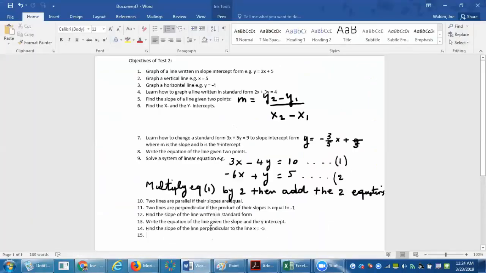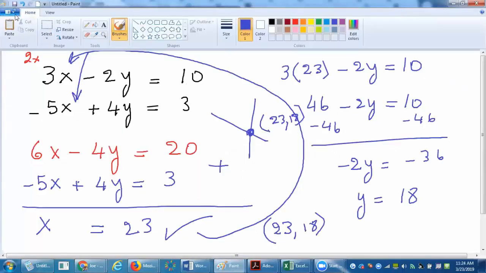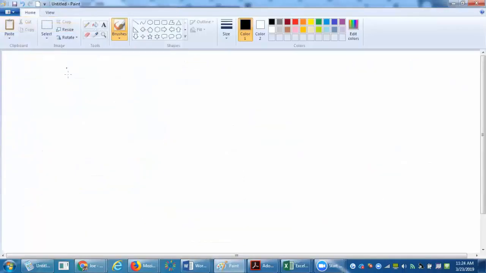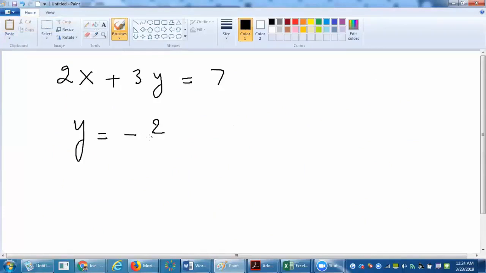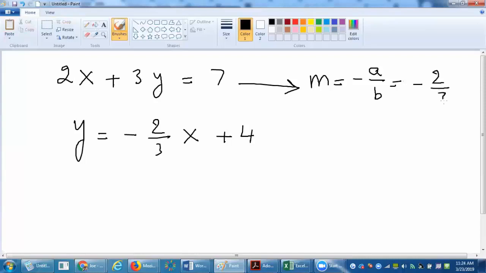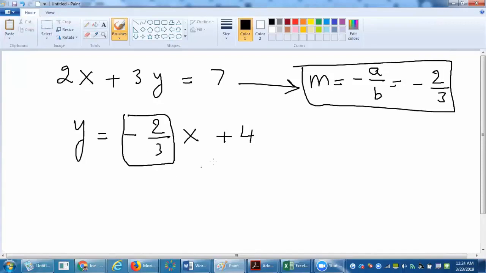Two lines are parallel, two lines are perpendicular. Now, how do we find if two lines are parallel? So let's look at this equation. 2x plus 3y equals 7, and y equals negative 2/3 x plus 4. Remember, to find the slope of a line written in standard form, it's m equals negative a over b. In this case, negative a over b is negative 2 over 3. So the slope of this line is negative 2 over 3. Also, the slope of this line is negative 2 over 3. Therefore, these two lines are parallel.